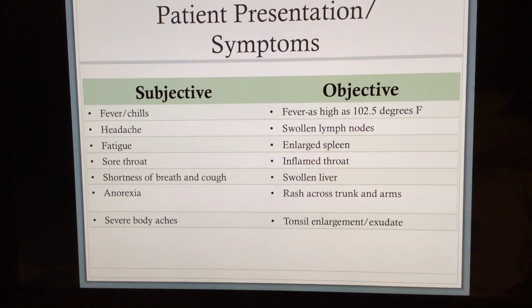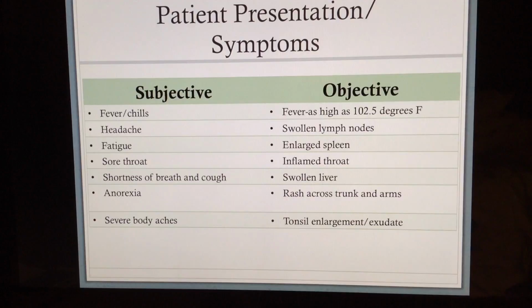These are some patient presentations, how the patient might present their symptoms. On the left side is the subjective, what the patient might be feeling, and on the right side are the objective findings, what the provider might find in the patient. So on the left side, the patient might be complaining of fever, chills.